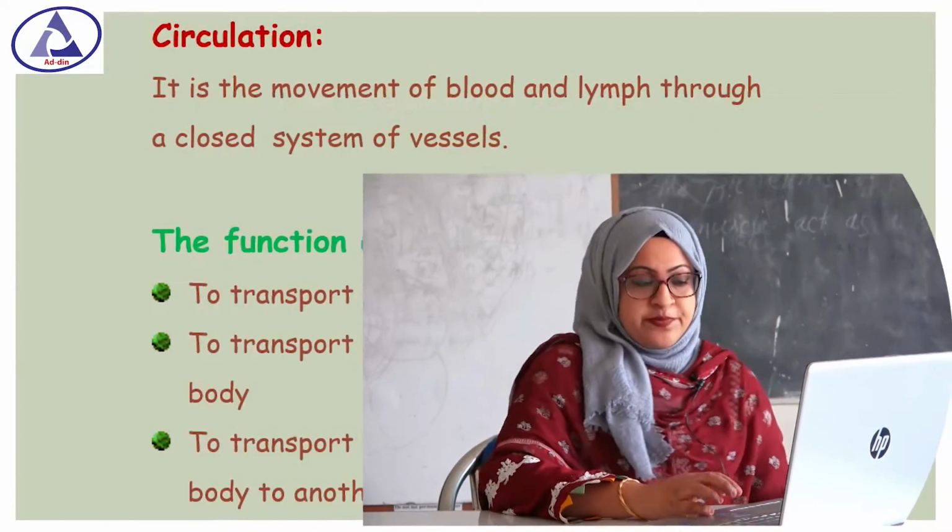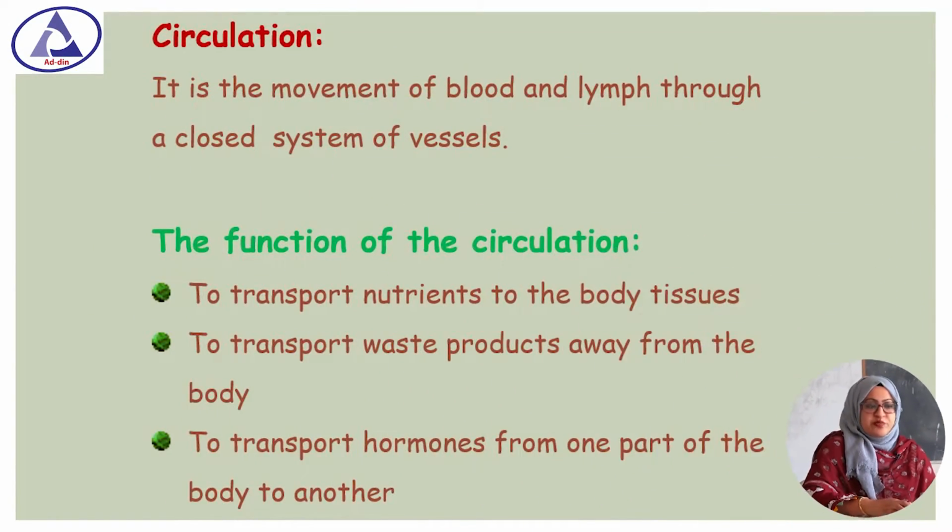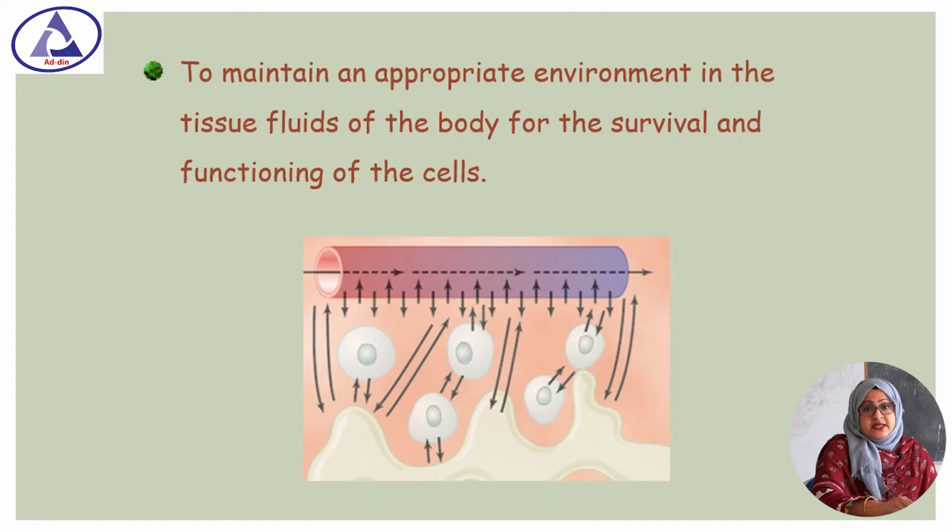What is circulation? Circulation is the movement of blood and lymph through a closed system of vessels. The main function of circulation is to transport nutrients to the body tissues, to remove the waste products away from the body, to transport hormones from one part of the body to another, and to maintain an appropriate environment in the body tissues of the body fluid for the survival and proper functioning of the cells.